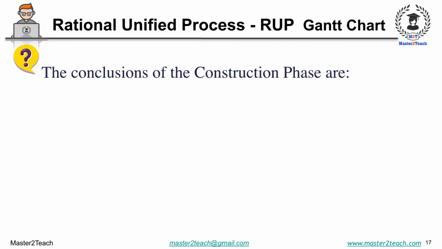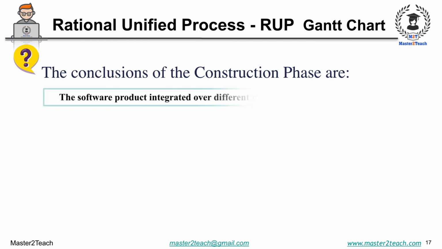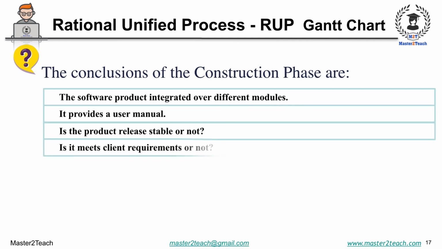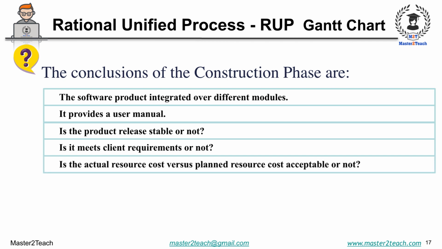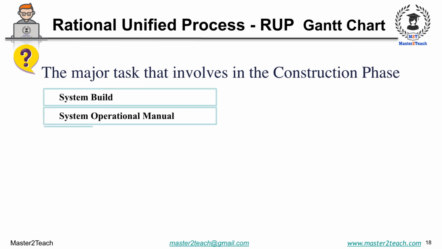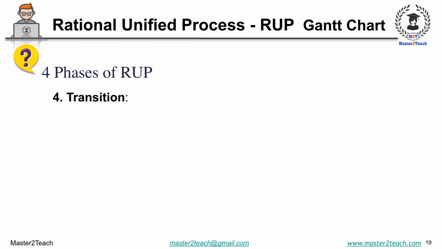The conclusions of the construction phase are: the software product integrates over different modules. It provides a user manual. Is the product release stable or not? Does it meet the client's requirements or not? Is the actual resource cost versus planned resource cost acceptable or not? The major tasks involved in the construction phase are as follows: system build, system operation manual, user manual, test cases.